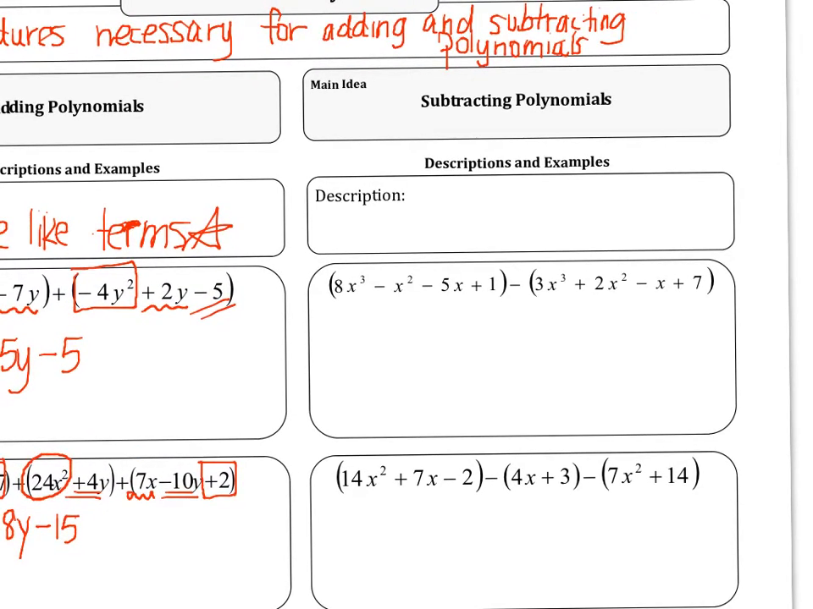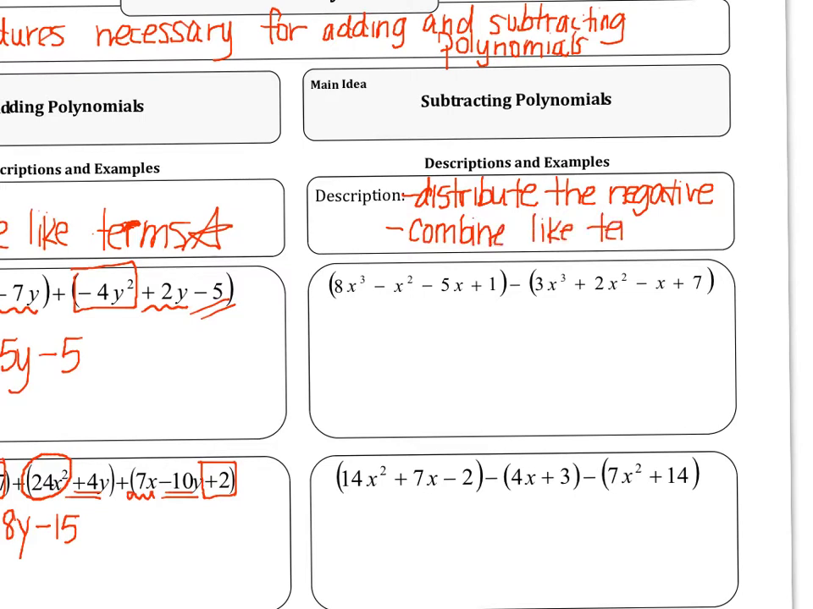I'm just going to move my frame over a little bit here. So for subtracting polynomials, here's what you need to remember to do. First thing is distribute the negative. So we're first going to distribute the negative, and then we're going to combine like terms. So it's very, very similar. Really, what we're doing is changing our subtraction into addition.